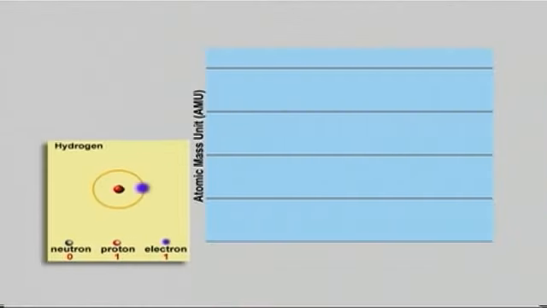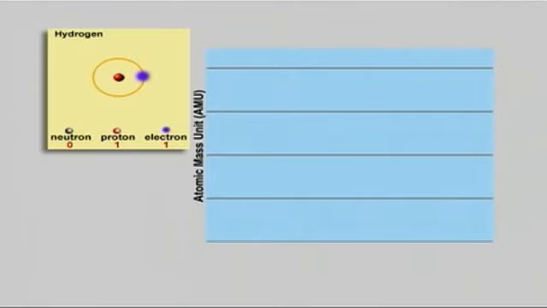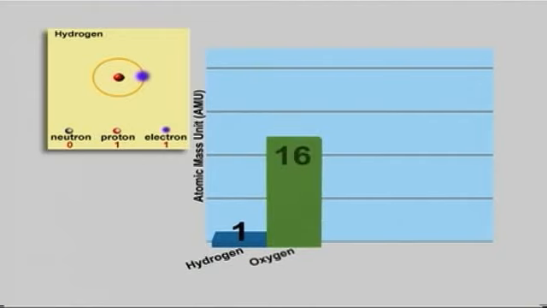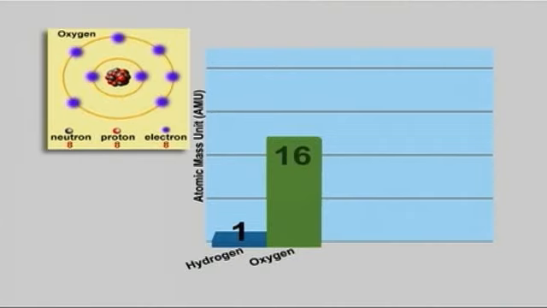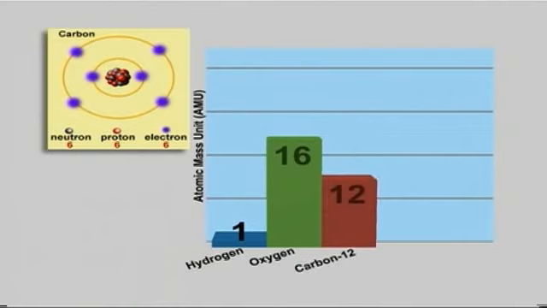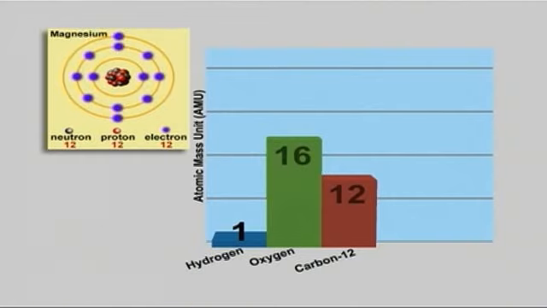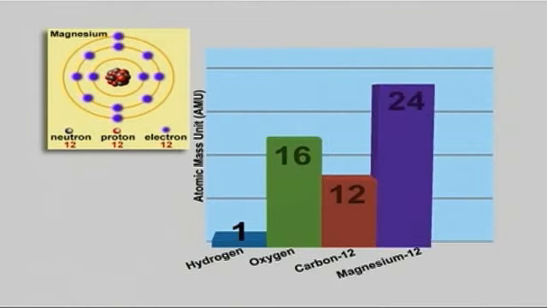The masses of all atoms are compared to a standard. Originally, hydrogen was taken as the standard unit and given a value of 1 atomic mass unit, corresponding to the single proton in its nucleus. Compared to hydrogen, therefore, oxygen would have an atomic mass of 16, equal to the number of protons and neutrons in its nucleus. A carbon-12 atom has 6 protons and 6 neutrons. Therefore, its AMU is equal to 12. A magnesium-24 atom has 12 protons and 12 neutrons. Therefore, its AMU is equal to 24.